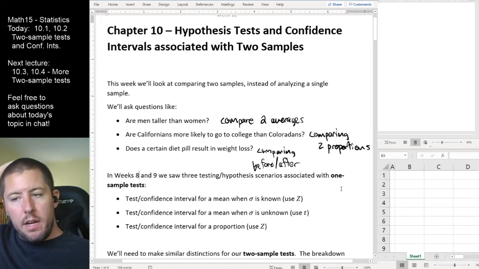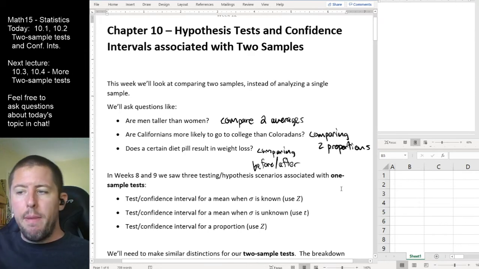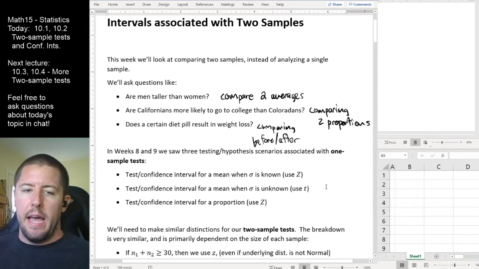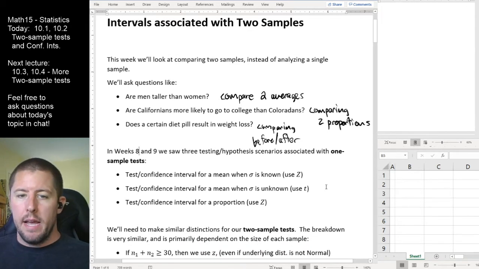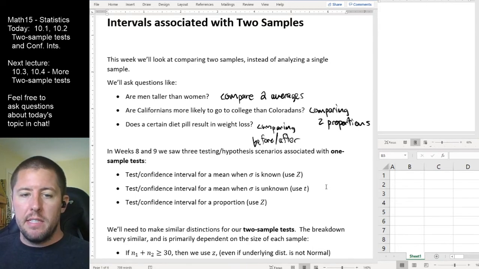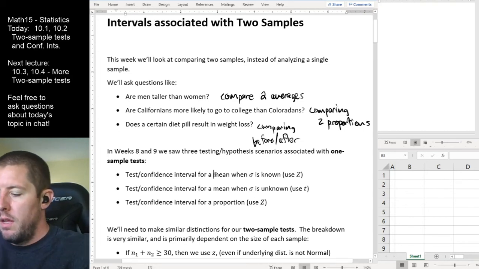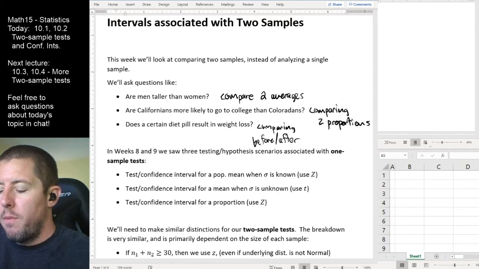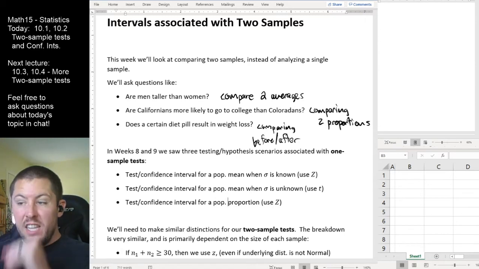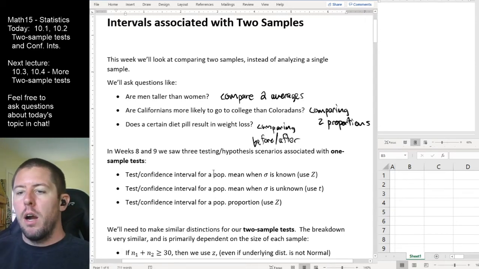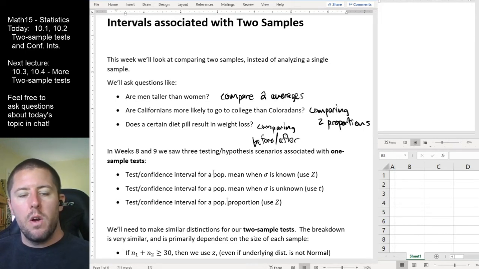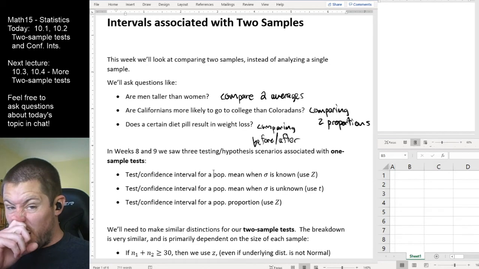So in our previous weeks, in week 9, week 10, we saw 3 hypothesis testing scenarios associated with one sample tests, right? So this is what we'd seen before with our one sample test. We saw that we could perform hypothesis tests and compute confidence intervals for a population mean when sigma is known. Or if we didn't know the standard deviation, then we could use the t-distribution to help us compute our hypothesis test and confidence interval information there. And finally, if we're looking to perform a hypothesis test or compute a confidence interval associated with a population proportion, we saw that we always use our z-distribution to help us with our calculations there.